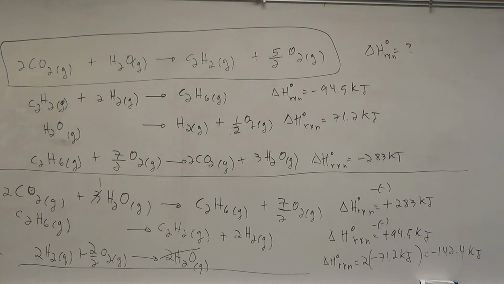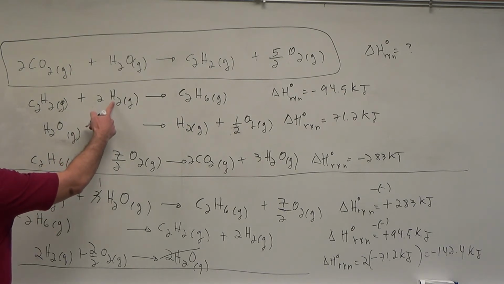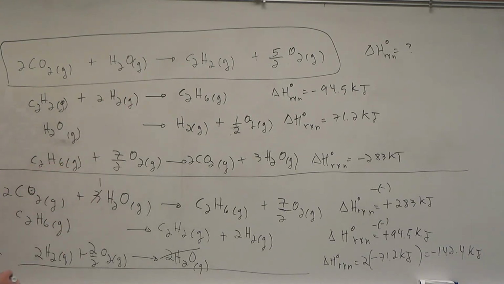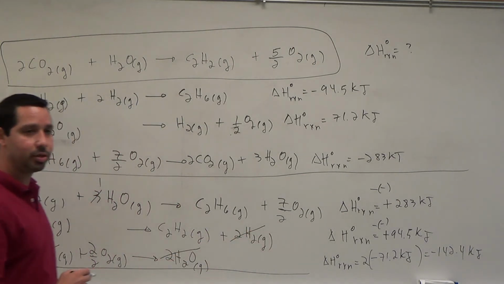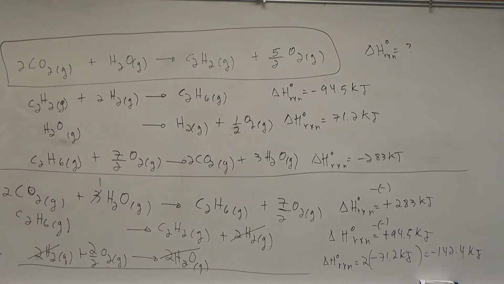So, the hydrogen. How many hydrogens do I have? 2 H2. The hydrogens have to cancel out too. There are 2 hydrogens here, and how many hydrogens here? 2. That canceled out. So far, what do we have? We have 2 CO2.